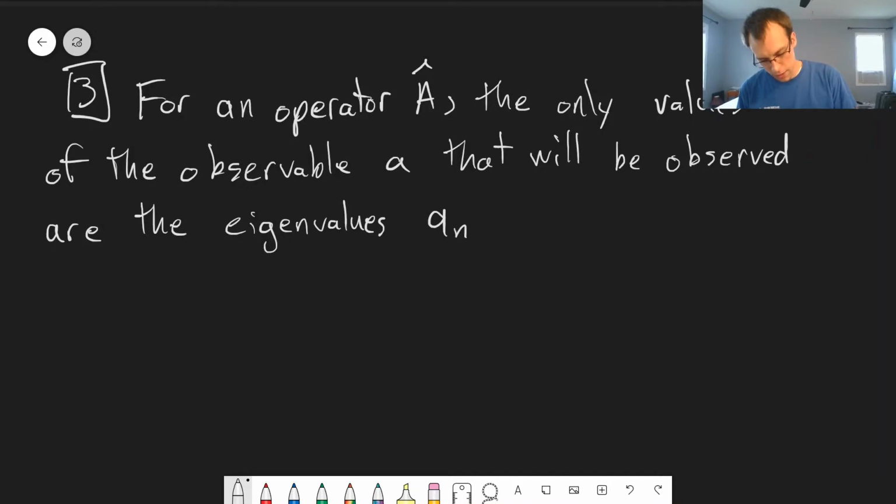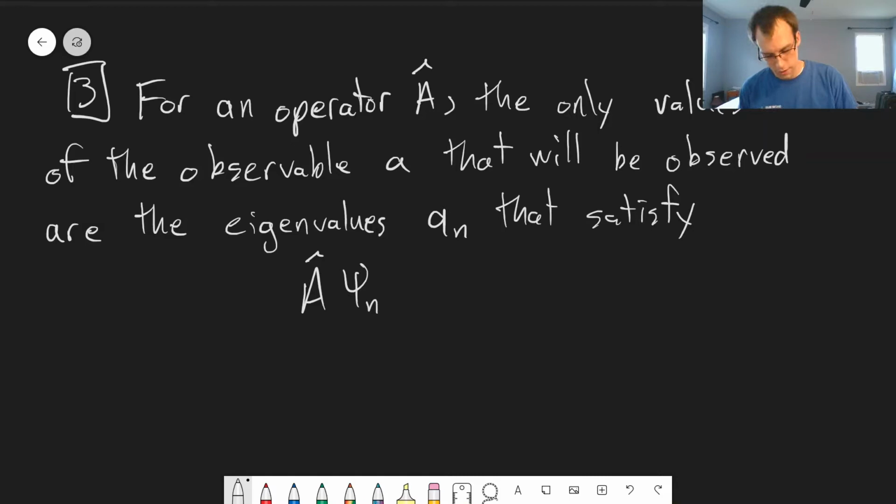We'll call them A sub n because there could be more than one of them that satisfy the eigenvalue equation, which would be the operator A operating on our wave functions, psi n, giving the eigenvalues and again our wave function. So for our operator, this eigenvalue equation becomes the way that we know what possible values of A we can observe. And this is a big difference between quantum mechanics and classical mechanics.